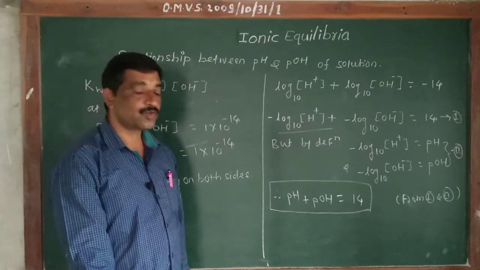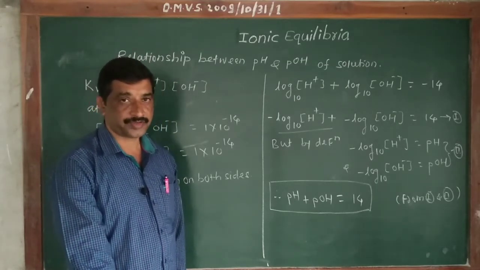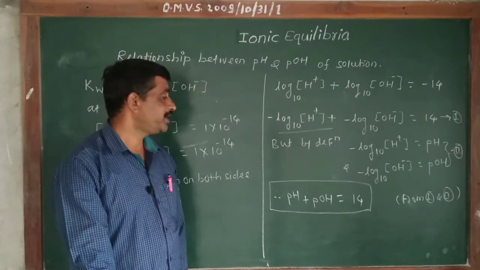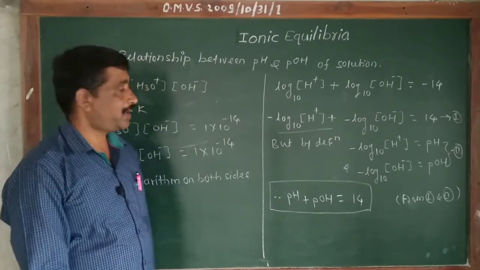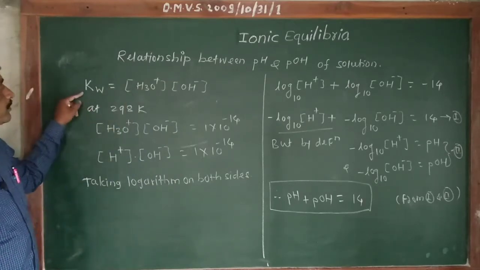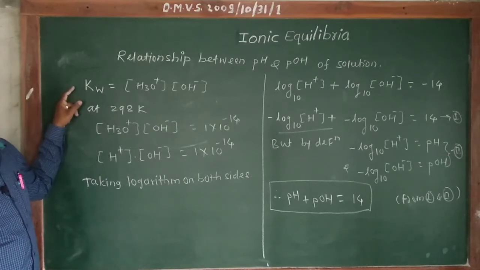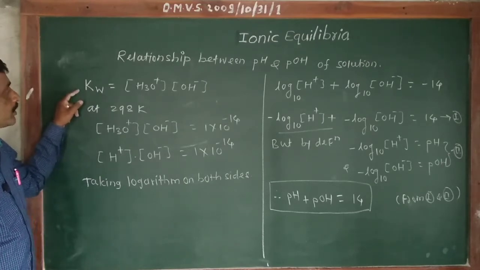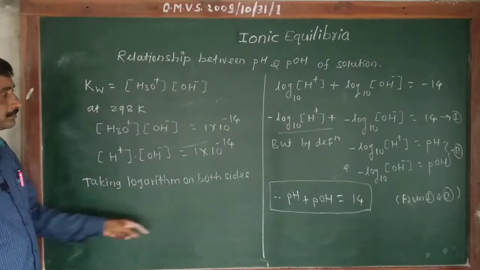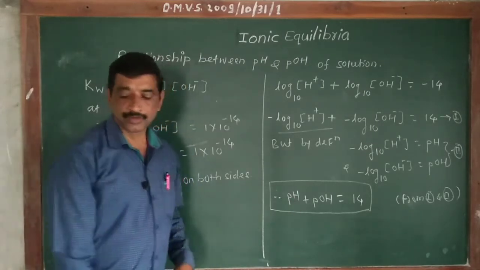Question will be asked for 2 marks. Obtain the relation between pH and pOH, or show that pH plus pOH is equal to 14. Then we have to write from this. We can start with the auto-ionization of water, or we start with the ionic product of water. Okay, and then we get this equation, pH plus pOH is equal to 14.